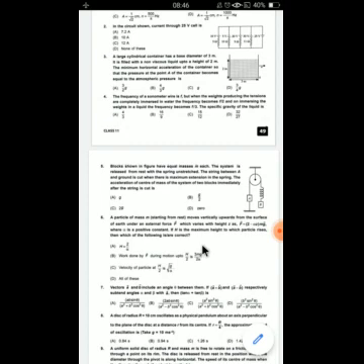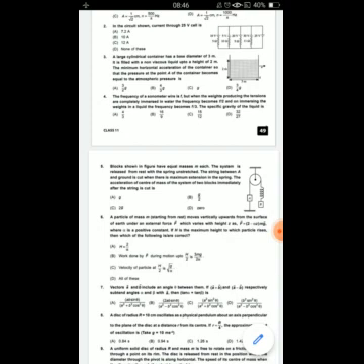Again, question number 5. Blocks shown in the figure have equal mass m each. The system is released from rest with the spring unstretched. The string between A and the ground is cut when there is maximum extension in the spring. The acceleration of the center of mass of the system of two blocks immediately after the string is cut is: option A, g; option B, g by 2; option C, 2g; and D, 0.